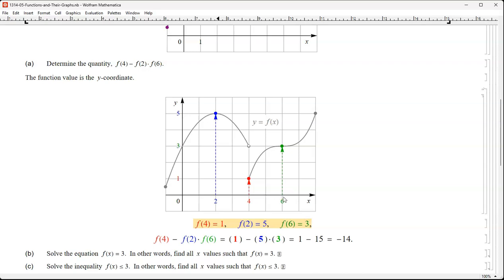Same here, start from 6. Got the point, and then move horizontally. Move vertically, get the point, and move horizontally like that.